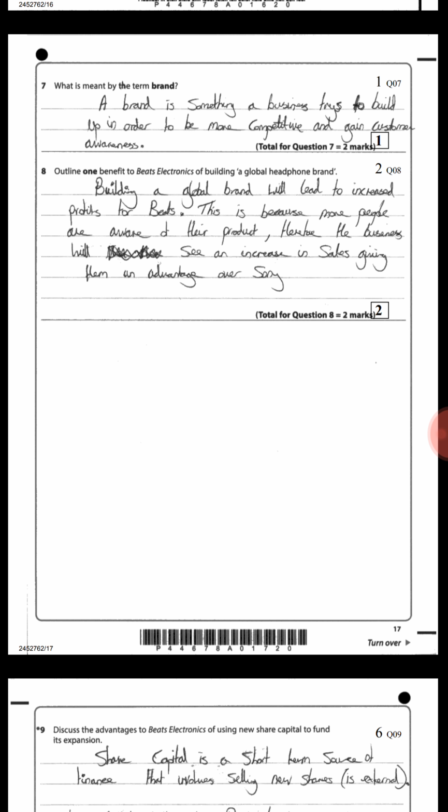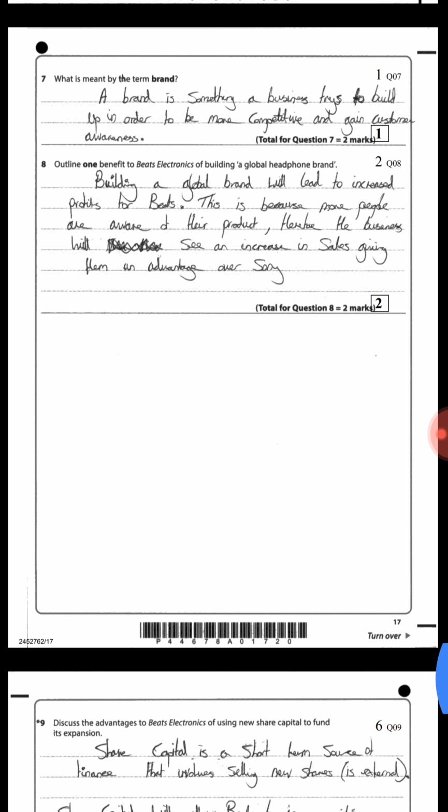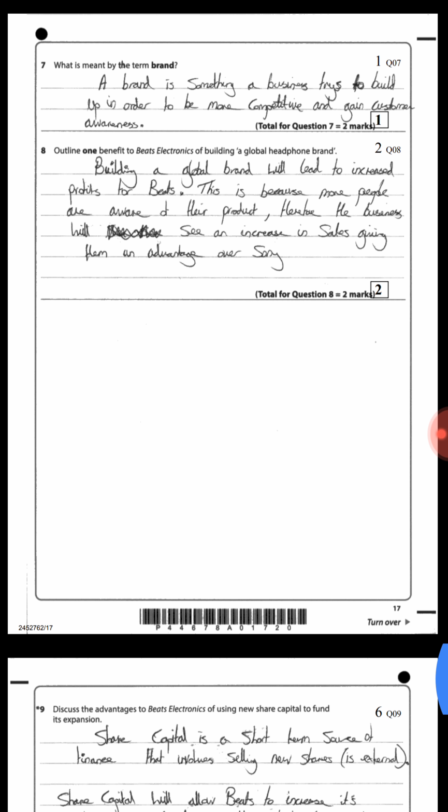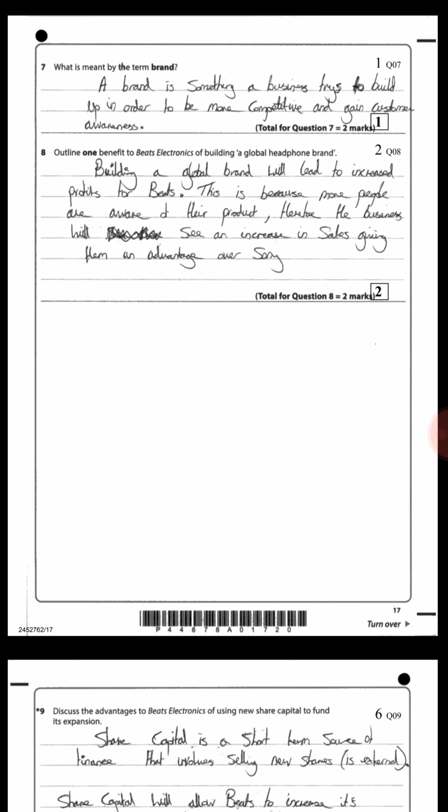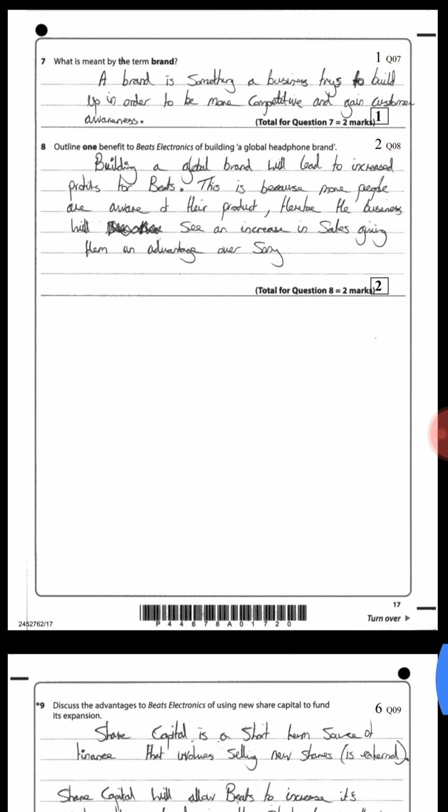A brand is something that a business tries to build up in order to be more competitive and gain more customer awareness. They got 1 mark there. If they had put down that it's something that customers will recognise, they would have got their 2nd mark for that. Outline 1 benefit to Beats Electronics of building a global headphone brand.